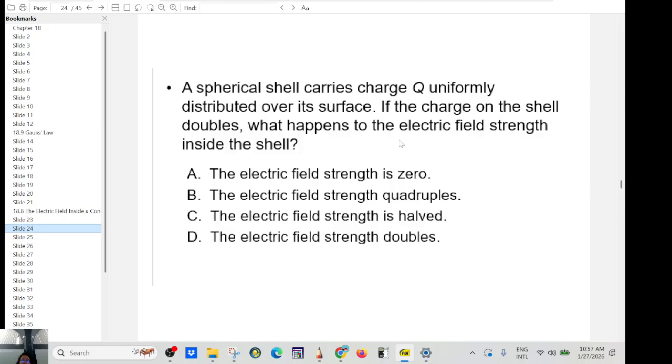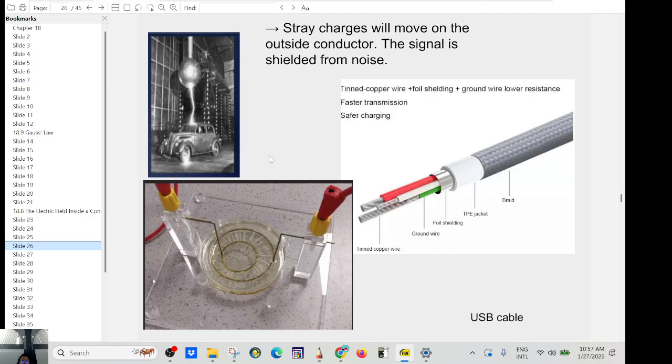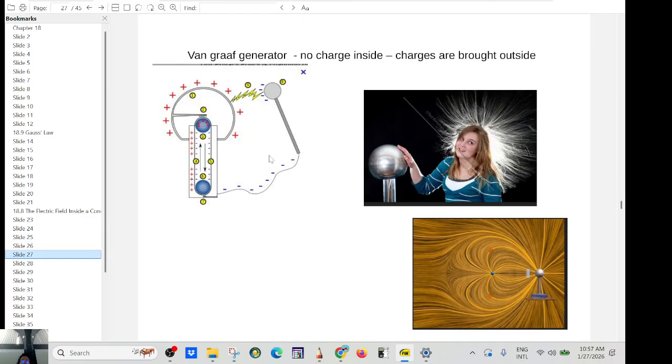So what's happening if you have a spherical shell and you have the charge on the outside? If you double the charge, so if you crank the Van de Graaff and now the charge is multiplied by 2, is it going to change inside? No, because there is no charge inside, there is no electric field inside. No matter what's going on outside, inside ignores the outside. That's why it's called a Faraday cage.